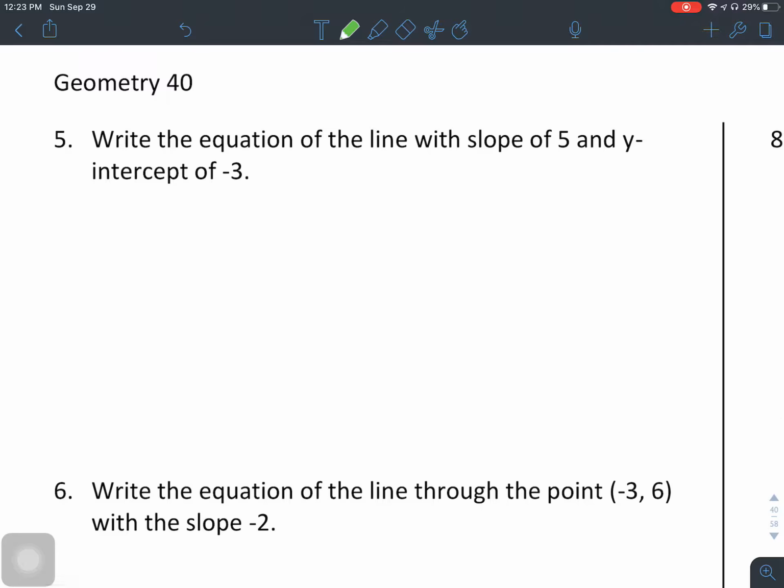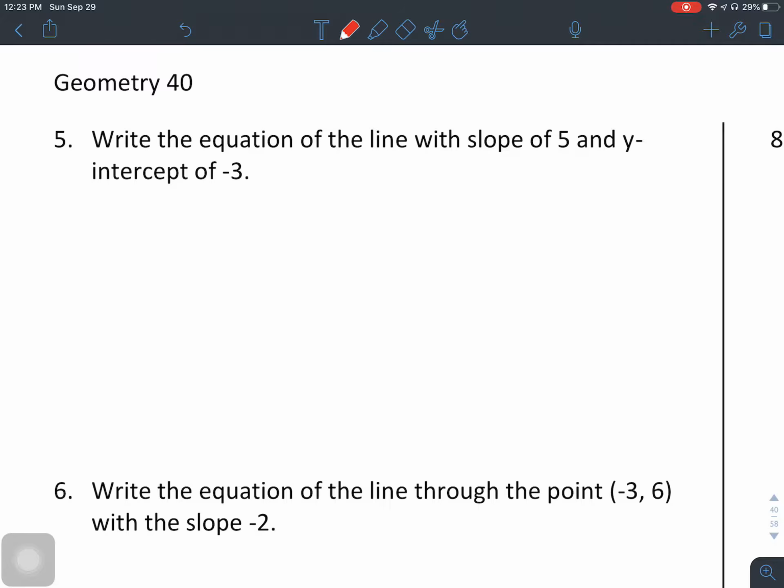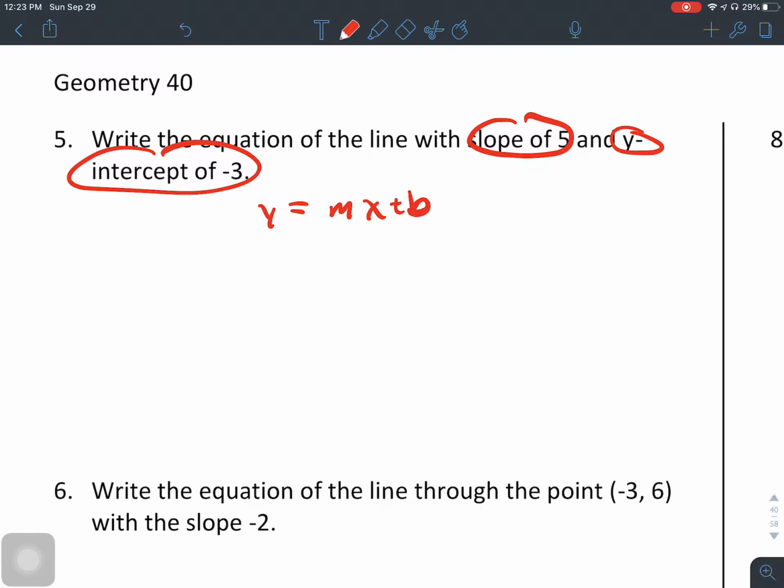Number 5, write the equation of a line with a slope of 5 and a y-intercept of negative 3. We could do this using point-slope form or slope-intercept form. I'm going to choose slope-intercept form for this problem because we explicitly are given a slope and a y-intercept. So y equals mx plus b is slope-intercept form. We know the slope is 5. We know the y-intercept is negative 3. Finished.